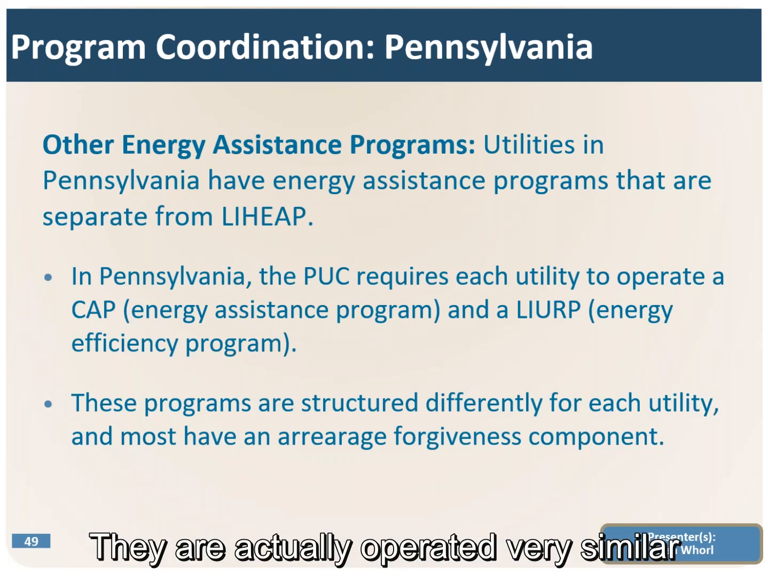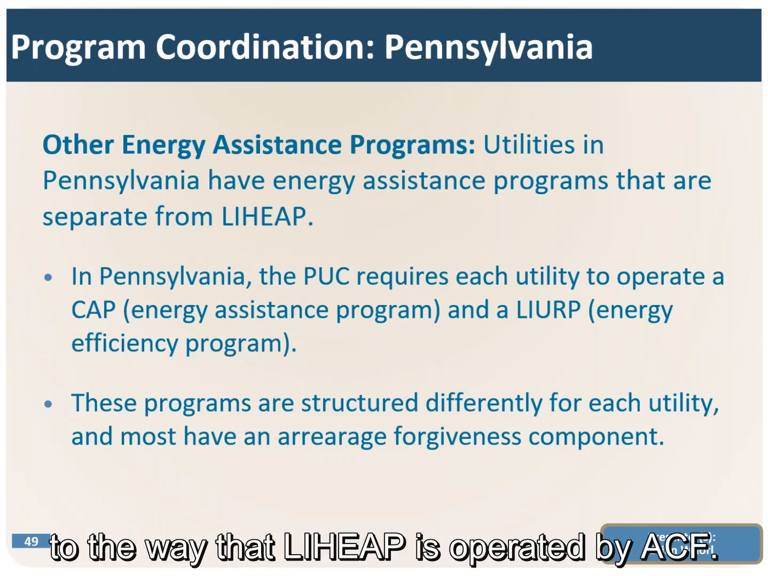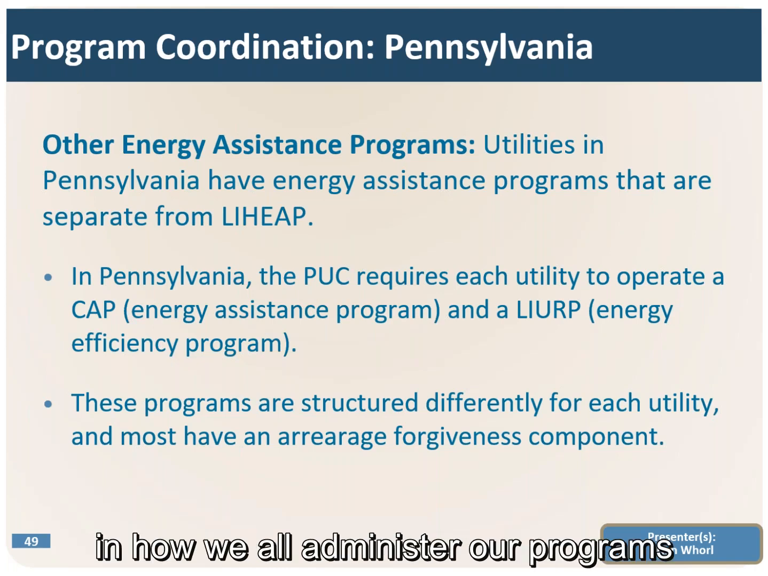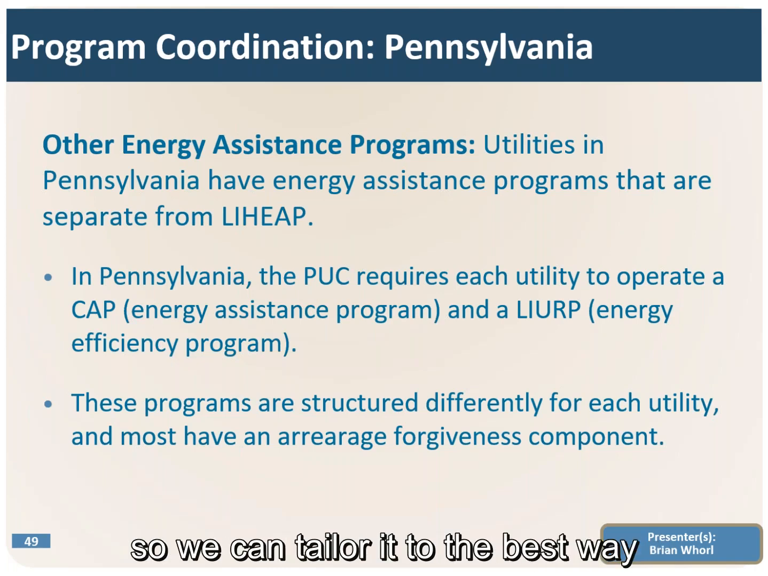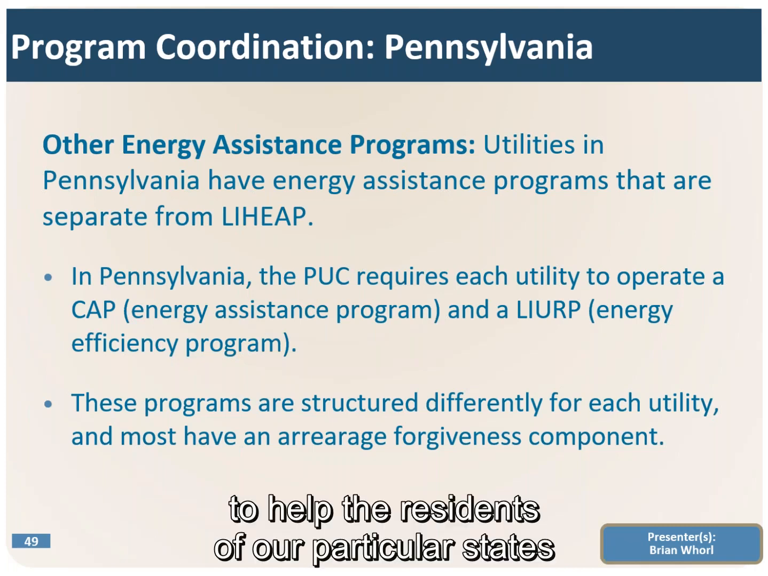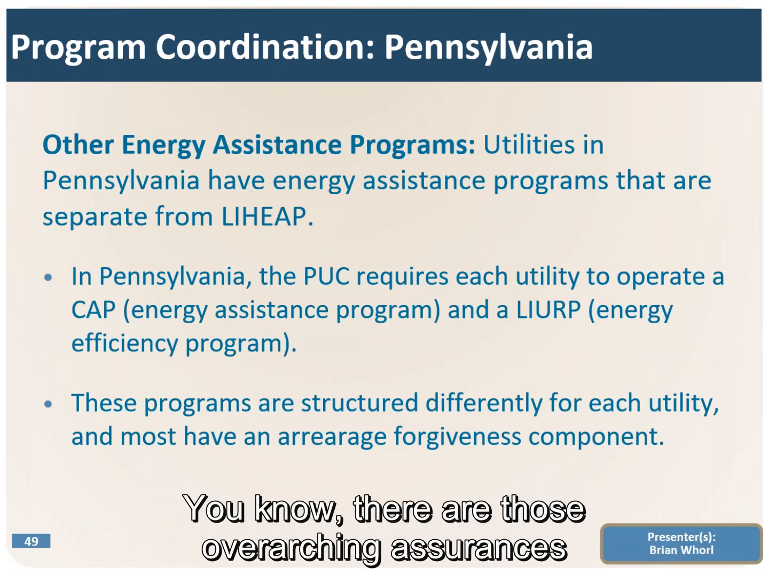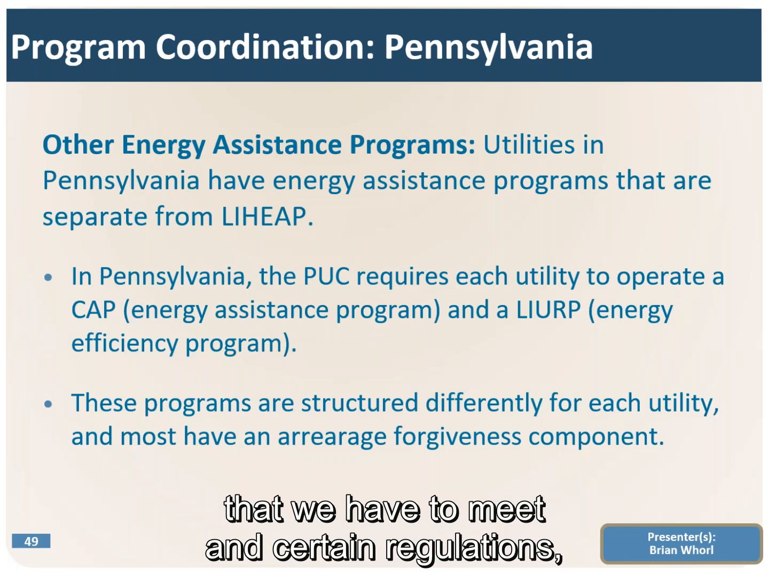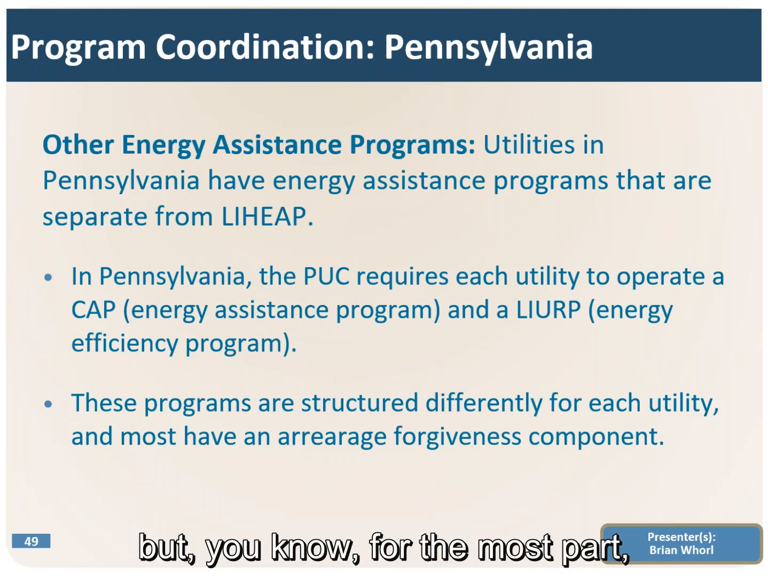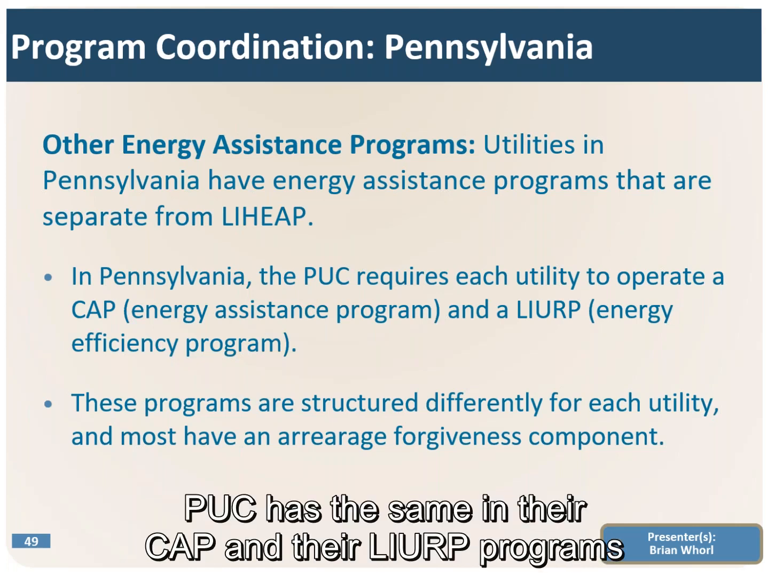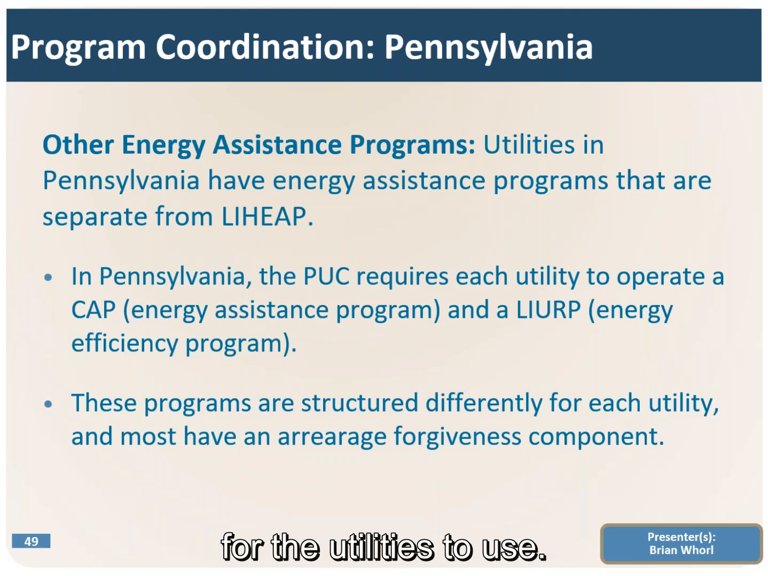They are actually operated very similar to the way that LIHEAP is operated by ACF. As a block grant, we have a lot of flexibility in how we administer our program, so we can tailor it to the best way to help the residents of our particular states and our particular regions of the country. There are those overarching assurances that we have to meet and certain regulations, but for the most part, we all have great flexibility. PUC has the same in their CAP and their LIURP programs for the utilities to use.